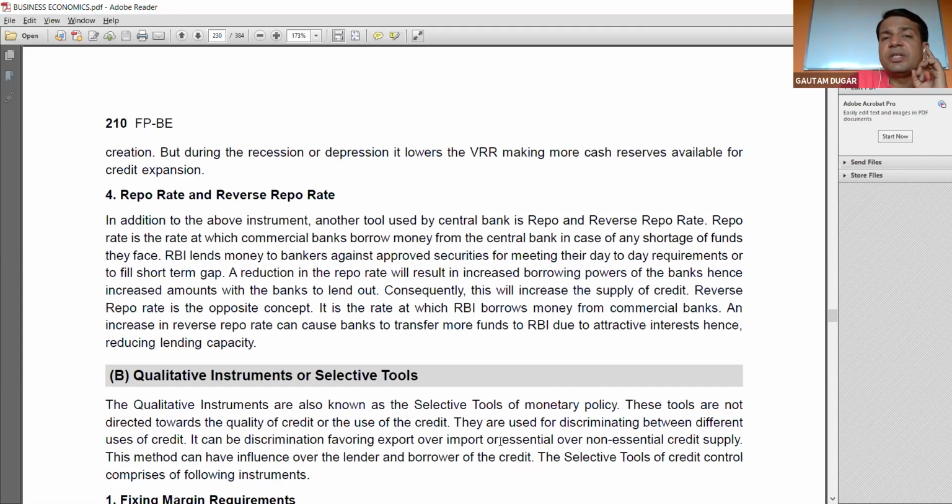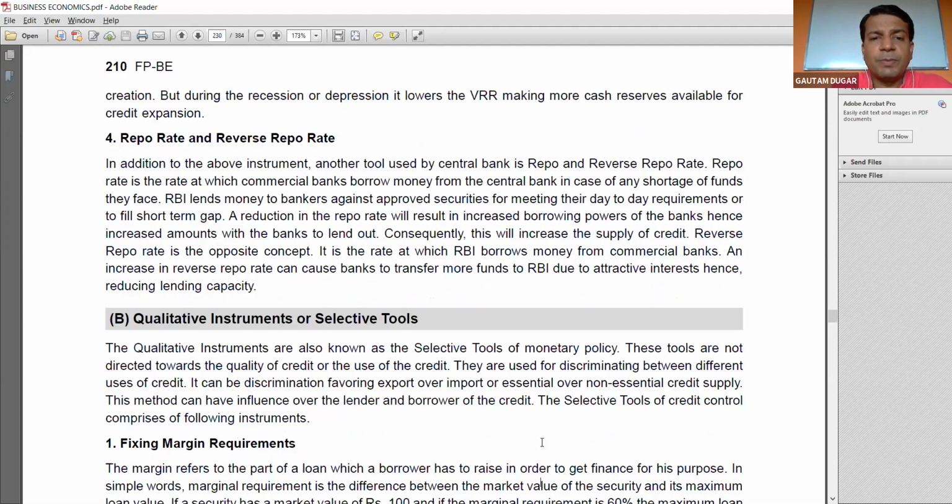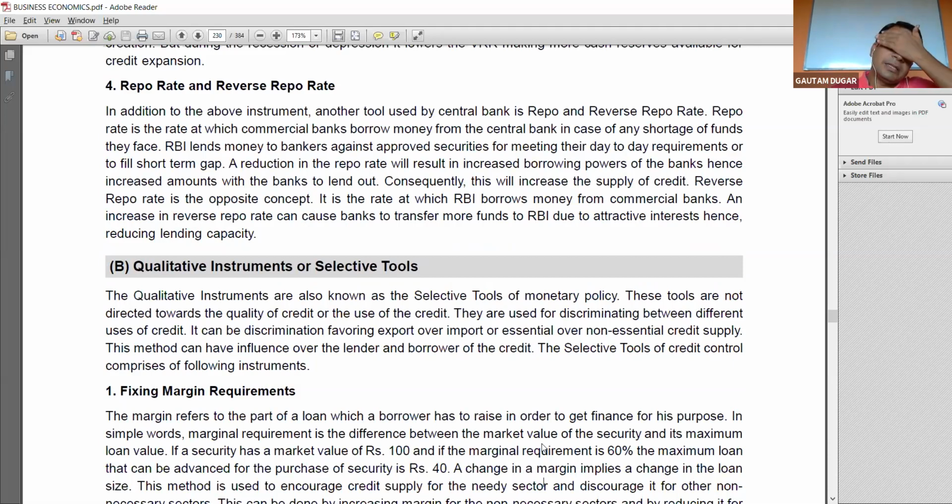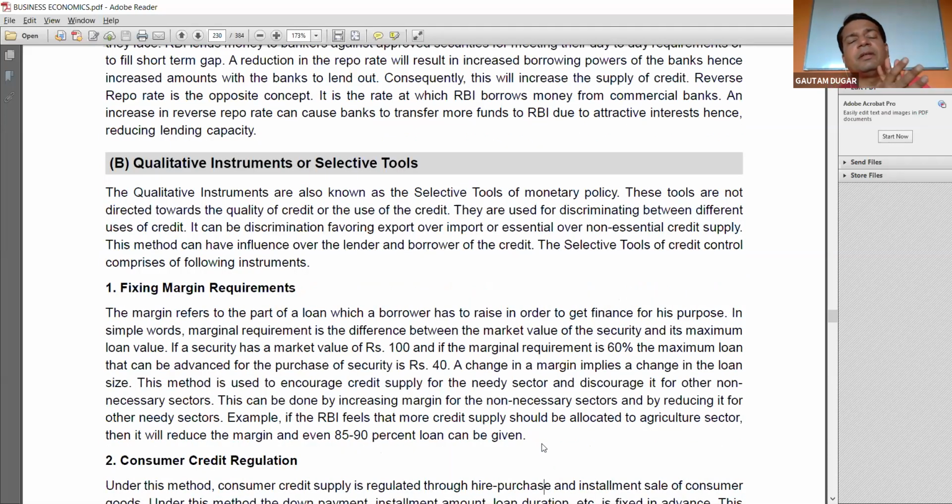These were the quantitative methods through which the overall flow of credit in the economy either goes down or goes up, not in any particular sector. But the next method is the qualitative instruments, the selective tools. Under this method, what happens? Under the qualitative methods of the selective tools, the flow of credit into any particular sector is controlled, into any particular segment of the economy.